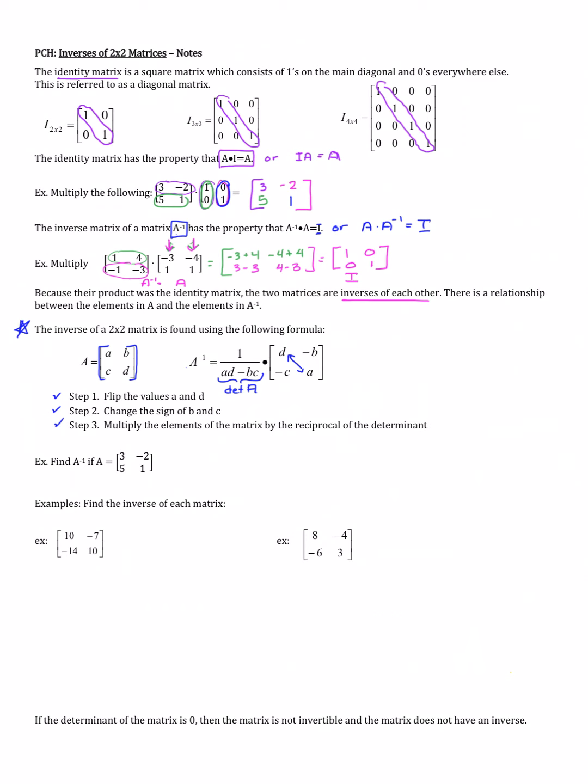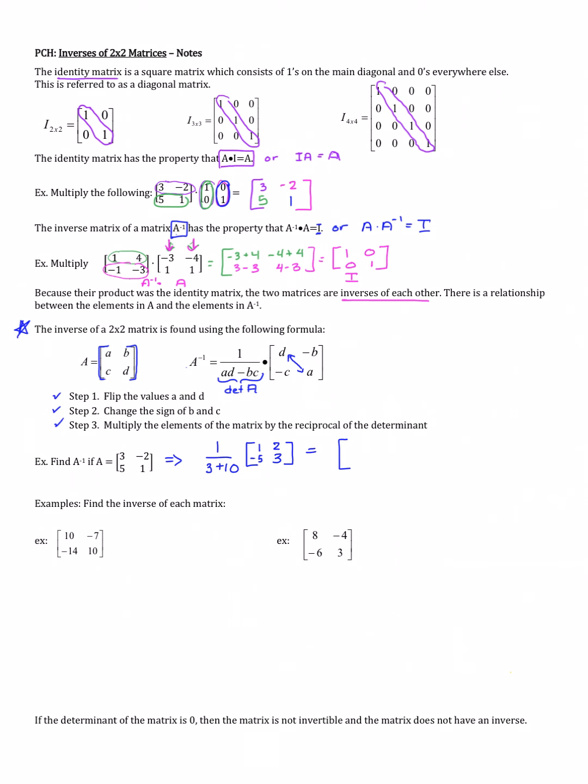So if I was going to find the inverse of this, the first thing I usually do is, it'll be 1 over my determinant, which will be 3 times 1 minus a negative 10. And then we would have the 3 and the 1 will switch positions. 5 will become negative and 2 will become positive. And then we distribute the determinant.